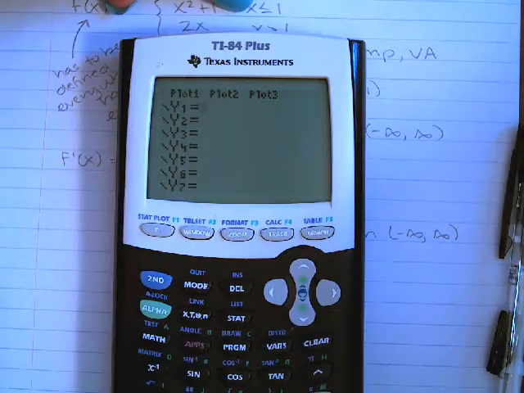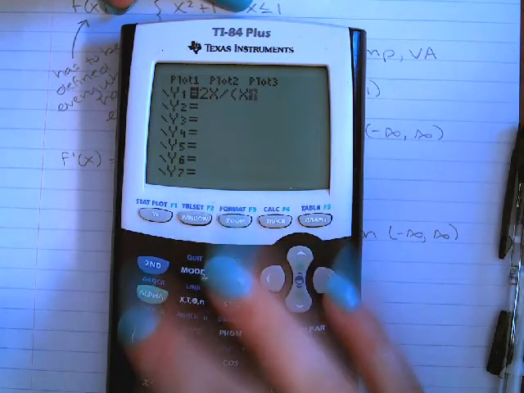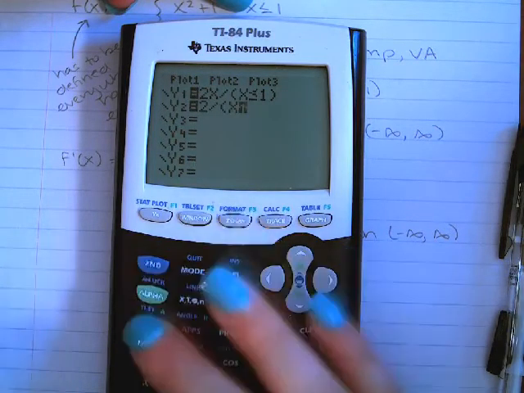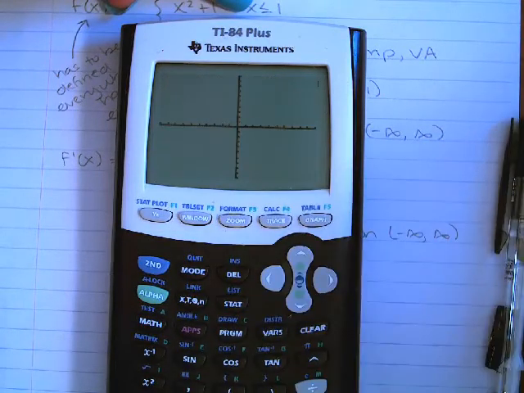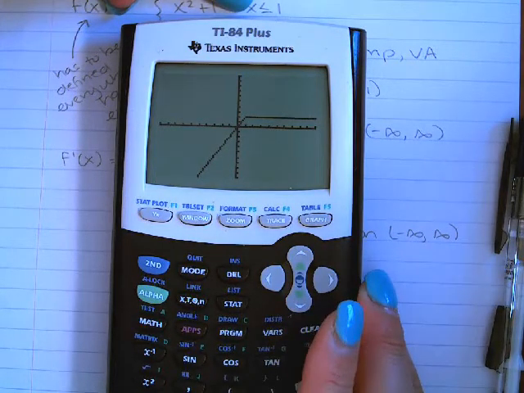And I get 2x if x is less than or equal to 1. And I get 2 if x is greater than 1. And so I can see that the derivative is continuous as well.